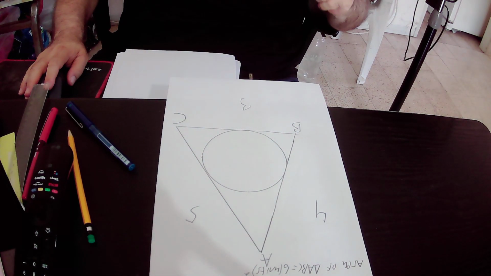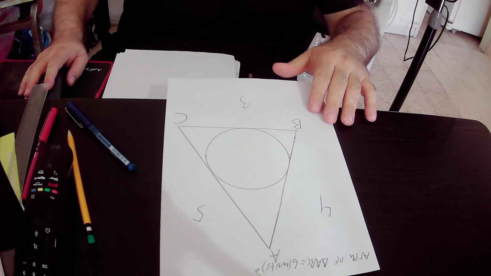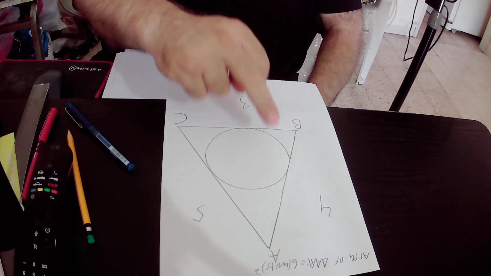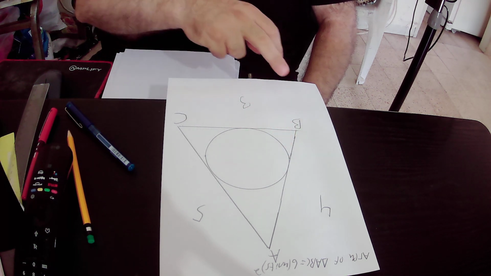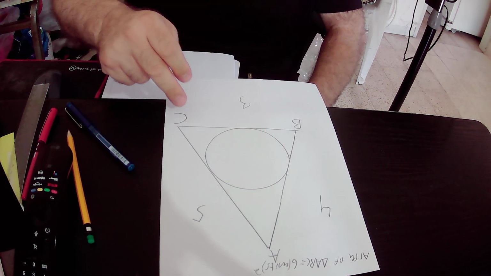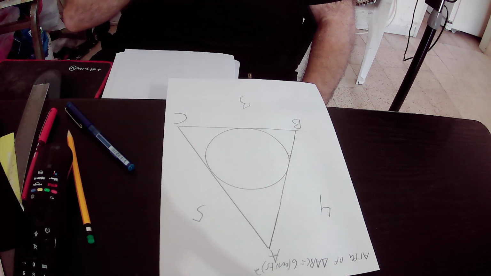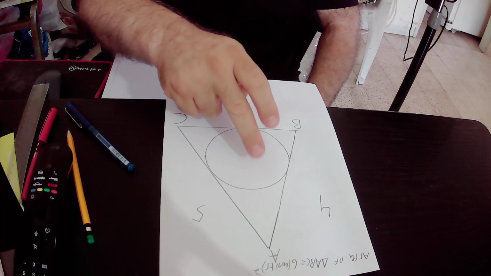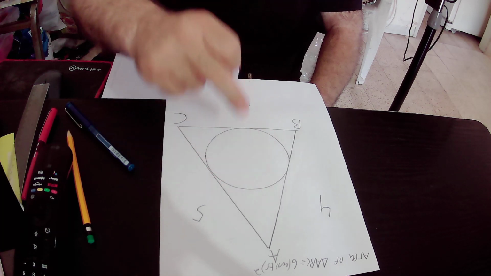Hello, in this lecture we will find the radius of a circle enclosed in a triangle. As you can see in the drawing, we have triangle ABC. Side AB of the triangle equals 4 units, side BC equals 3 units, and side AC of triangle ABC equals 5 units. We also know that the area of triangle ABC equals 6 units squared.